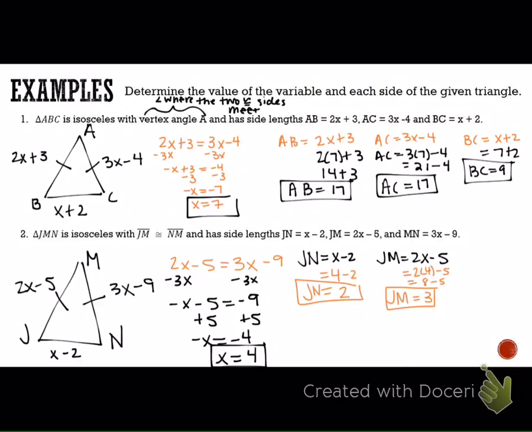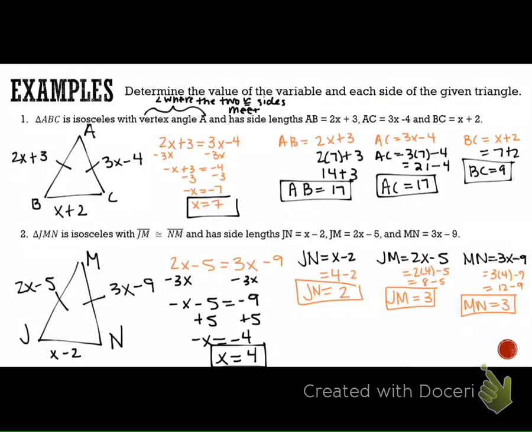And then MN is 3x minus 9. Emma, how would I find that one? Three times what? Okay. So are there questions there? I think we have one more example, but are there questions there before we get to that example?